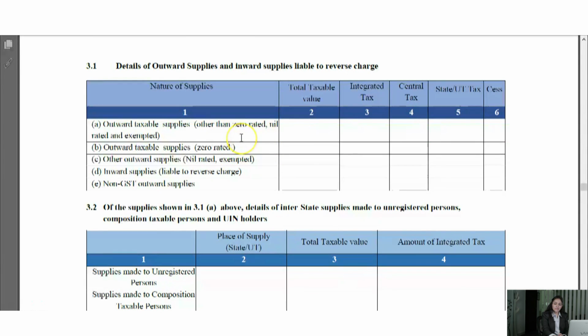For the purpose of this point, the value of taxable supplies shall be equal to the value of invoices plus the value of debit notes minus the value of credit notes plus the value of advances received for which the invoices have not been issued in the same month minus the value of advances adjusted against the invoices.